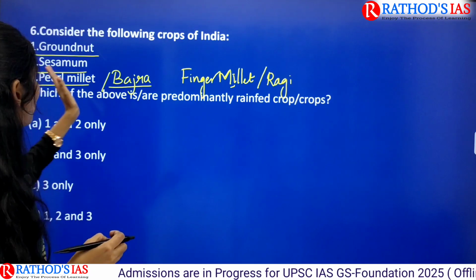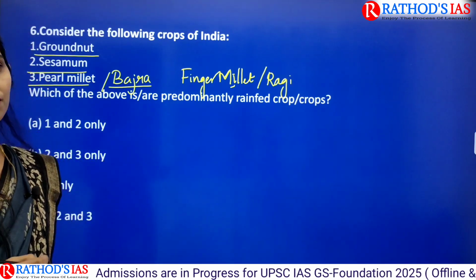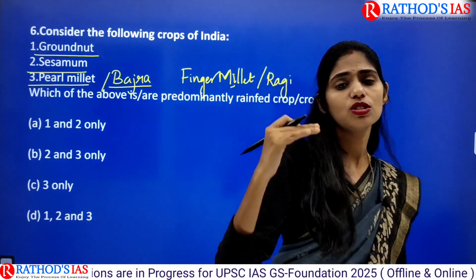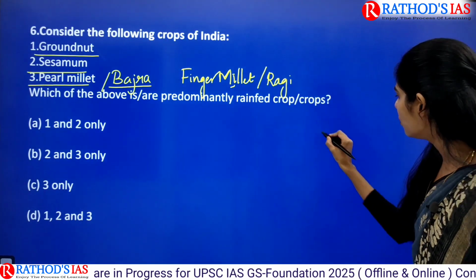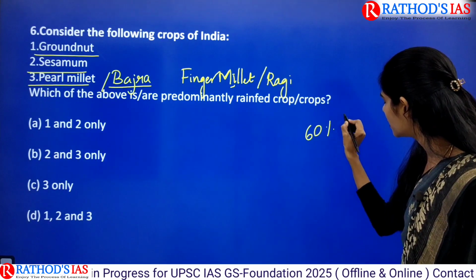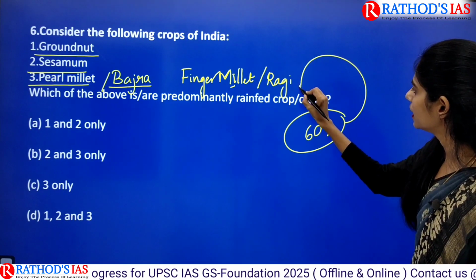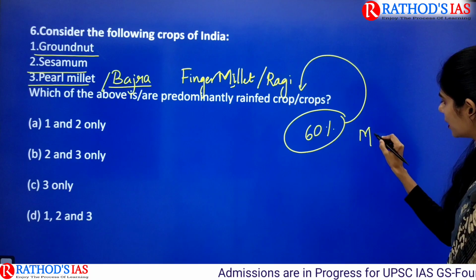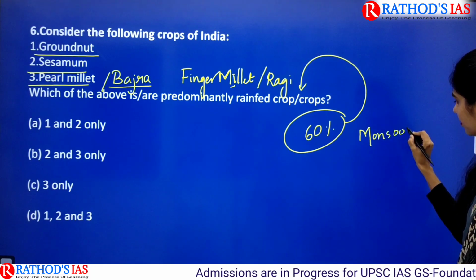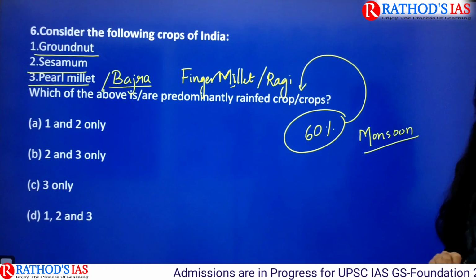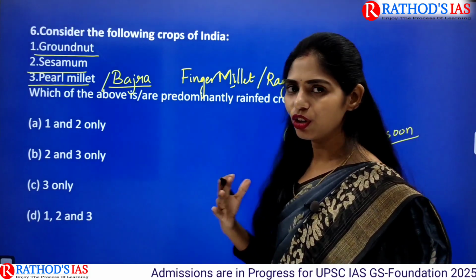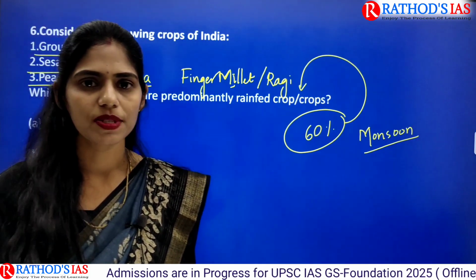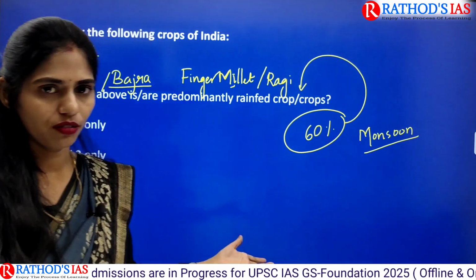Which of the above are predominantly rain fed? Do you know, about 60% of net sown area in India is rain fed. That means it depends upon the rainfall, that too monsoon rainfall. These crops we can divide into oil seeds and cereals, food crops. They mostly depend on this rainfall.